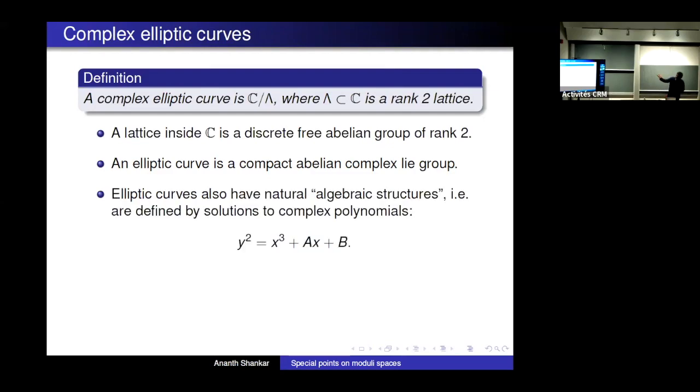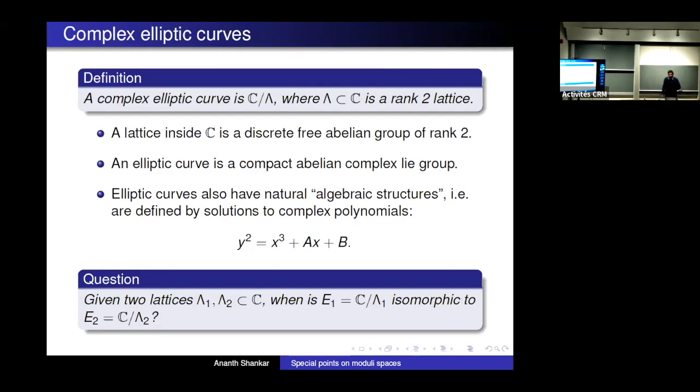So this object, an elliptic curve, a priori looks like a topological space, maybe a complex manifold, but it's actually going to be algebraic. In other words, it's defined by solutions to polynomial equations. You can always find complex numbers a and b so that you can realize the elliptic curve as the set of solutions to the equation y squared equals x cubed plus ax plus b.